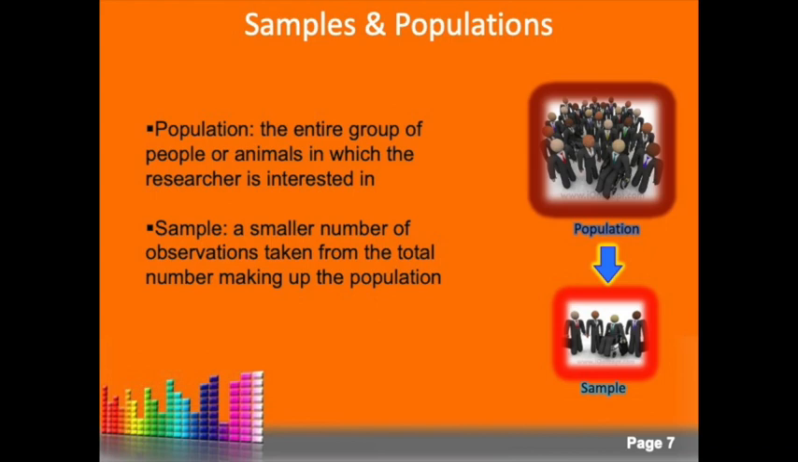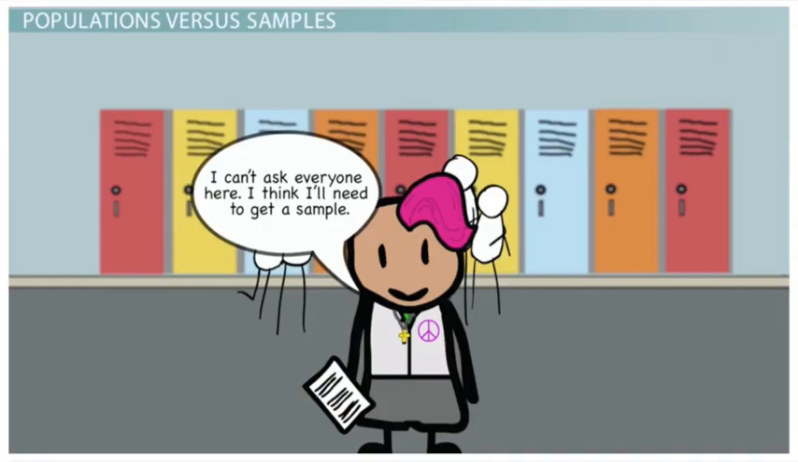A population is the entire group of people or animals in which the researcher is interested, and a sample is a smaller number of observations that's taken from the total number making up the population. We have to do samples because we can never test an entire population. People don't want to participate in our research, and they don't have to.